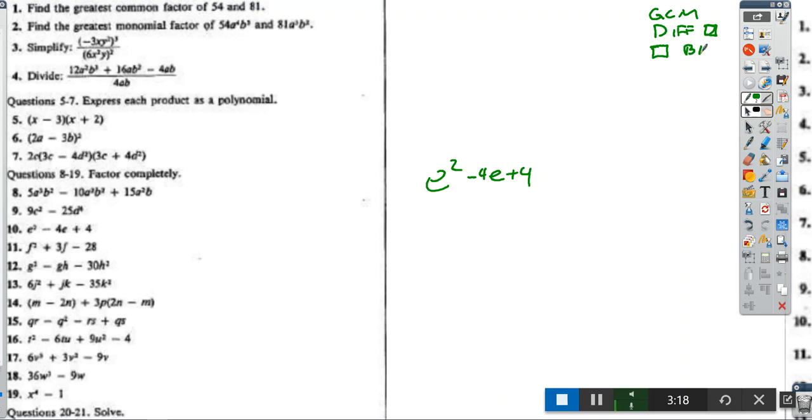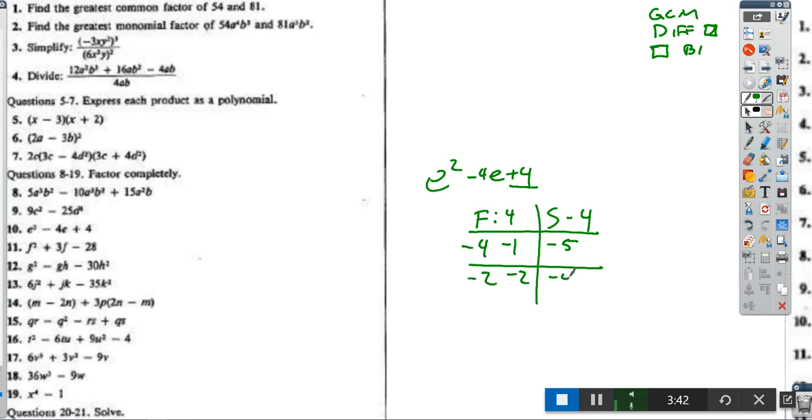But if you don't remember that, remember this. I can look for factors of this last term, 4, that have a sum of negative 4. Well, what 2 things multiply together to equal positive 4, but add together to get negative 4? Well, I could try negative 4 and negative 1, but that's going to have a sum of negative 5. No good. So we have negative 2 times negative 2, and that gives me a sum of negative 4. So this is going to be equal to e minus 2 squared, sorry, e minus 2, my goodness.